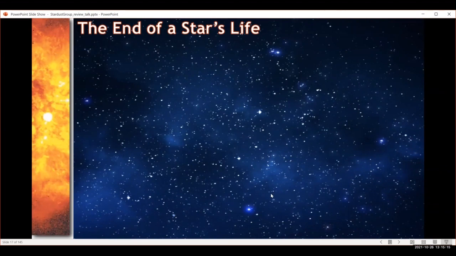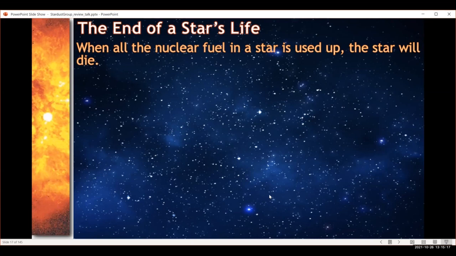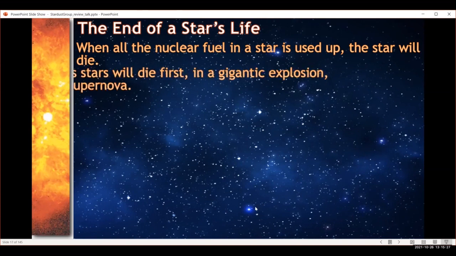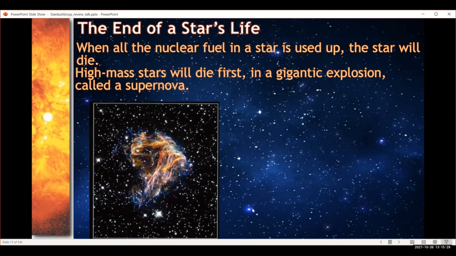At the end of a star's life, it's going to run out of fuel. Essentially, stars shine by using fuel in nuclear explosions, and eventually that fuel runs out and the star is going to die. They go through various different stages, but what they end up as depends on their starting mass. For high mass stars, they end in a huge explosion that's known as a supernova.